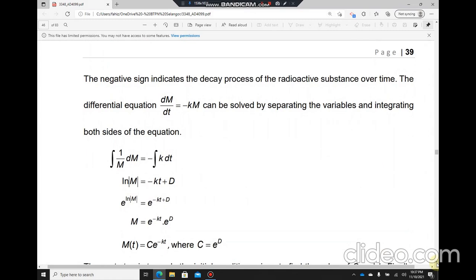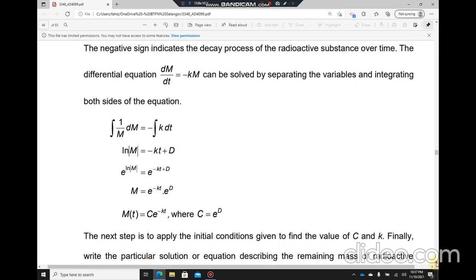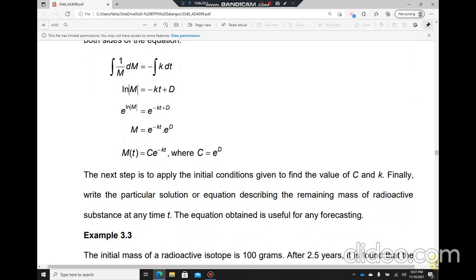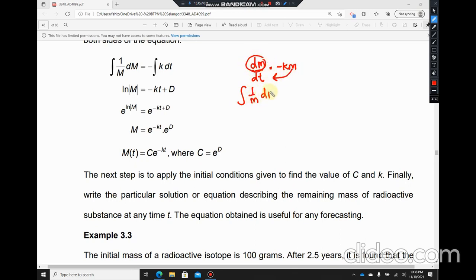The differential equation dM/dt equals negative kM can be solved by separating the variables and integrating both sides of the equation. The method is the same as population growth, and the steps are also the same. From dM/dt equals negative kM, we separate: we put 1 over M, bringing M to the left because we want dM here, so (1/M) dM equals negative k dt.